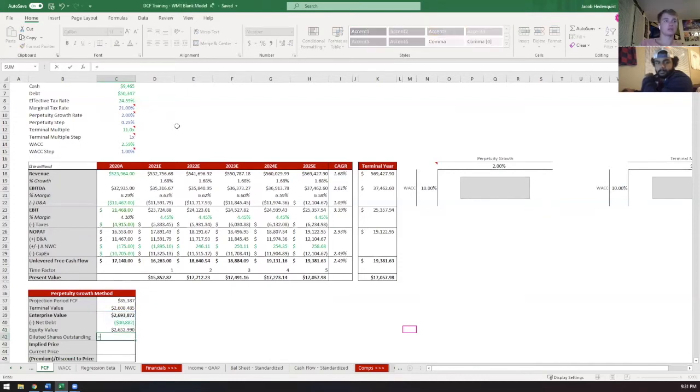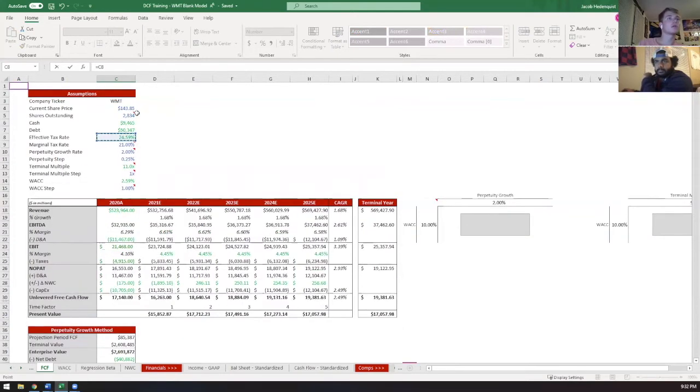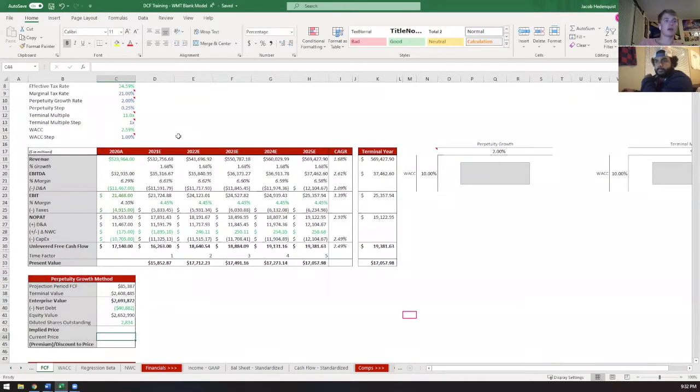And then our diluted shares outstanding we should have up here. Yep, right there. And so we have equity value, we have our shares outstanding. In order to get our implied price, it's just a simple division.